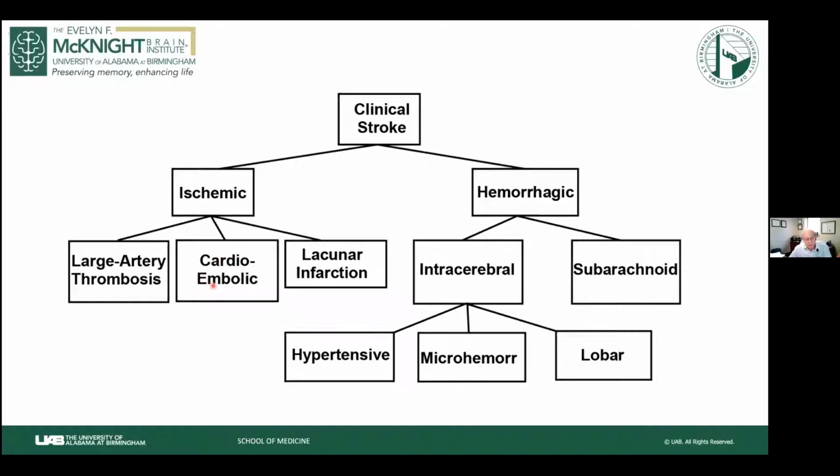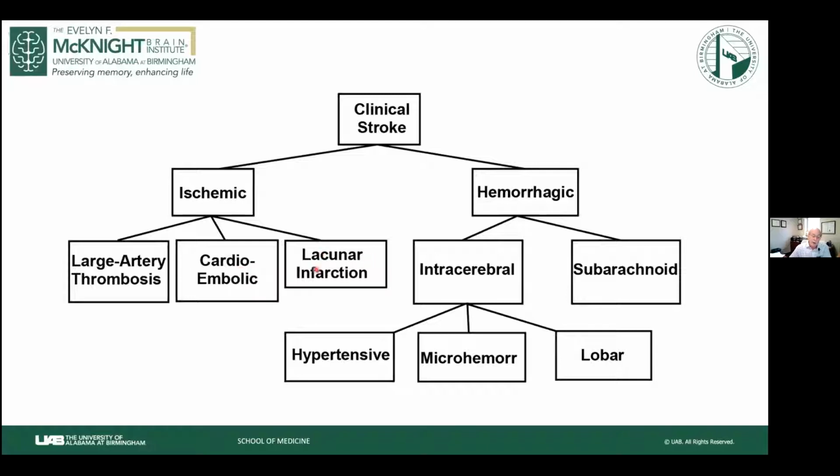The next kind of stroke I want to talk about is a cardioembolic stroke, and that is where a clot forms inside the heart and then travels up through the aorta and goes into the brain. And that can cause devastating syndromes. This can come about from atrial fibrillation, it can come about from heart failure, but you're getting clots forming within the heart and going up to the brain.